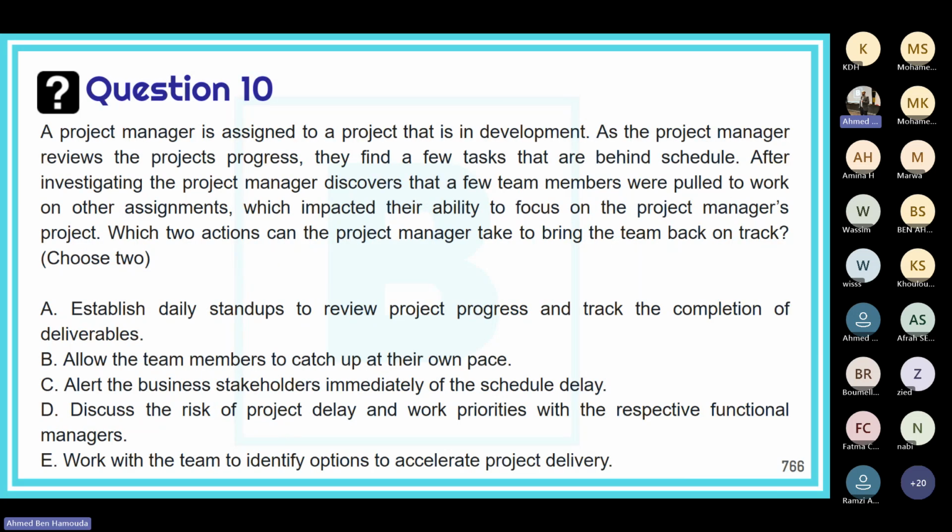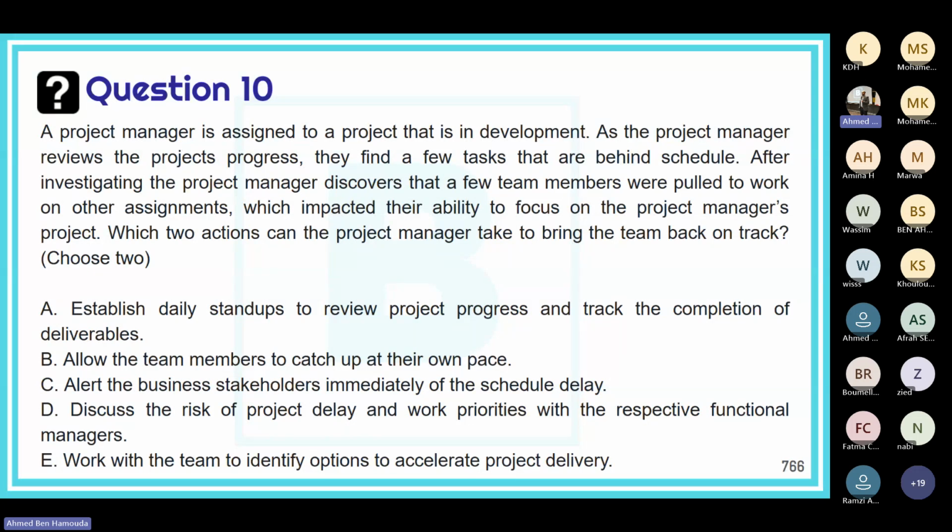And the last question for this session: a project manager is assigned to a project that is in development. As the project manager reviews the project progress, they find a few tasks that are behind schedule. After investigating, the project manager discovers that a few team members were pulled to work on other assignments, which impacted their ability to focus on the project manager's work. Which two actions can the project manager take to bring the team back on track? Choose two answers. Establish daily stand-ups to review the project progress and track the completion of deliverables.